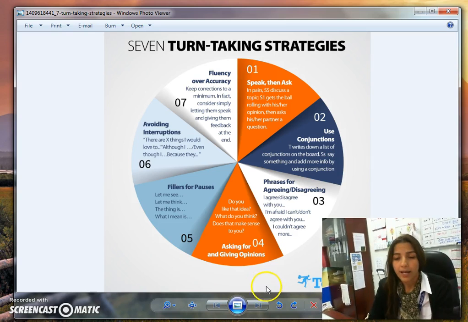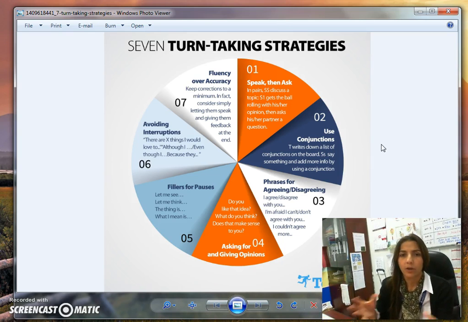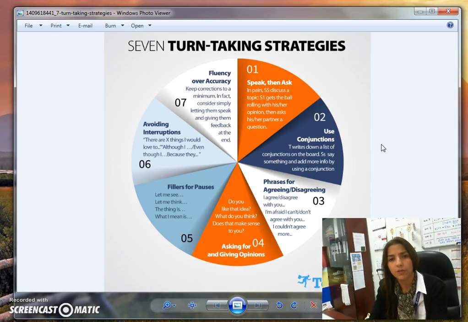Okay. As you can see over here, there are 7 turn-taking strategies. Number 1 is speak, then ask. It says in pairs, students discuss topics, and then one student gets the ball rolling with her opinion and asks the other person to join in, maybe by asking a question or asking for their opinion. So you ask a person to speak after you finished speaking.